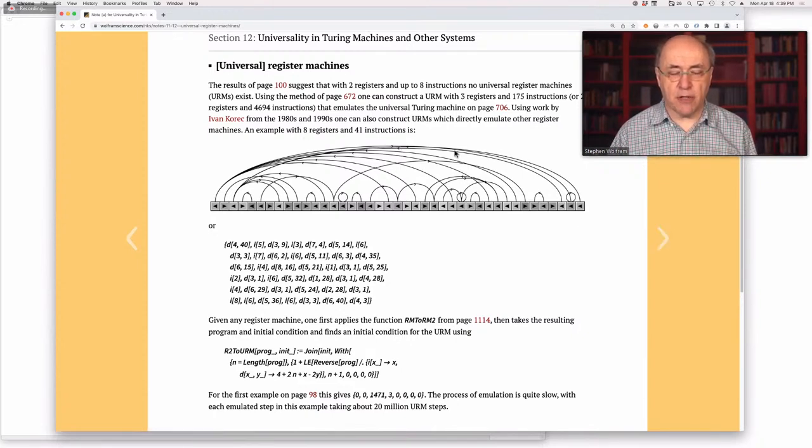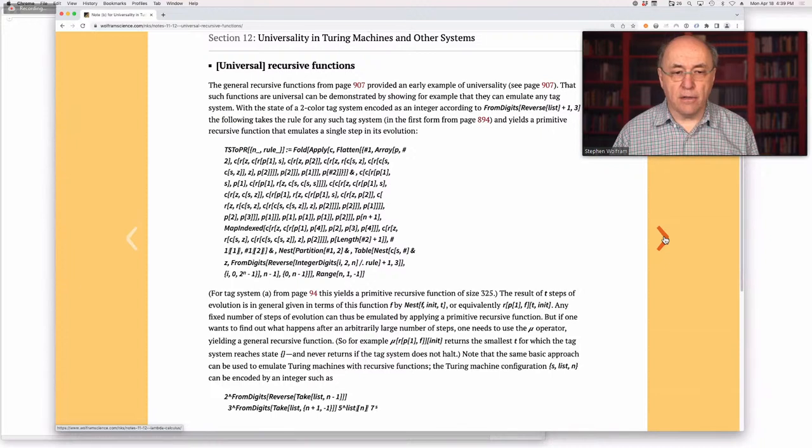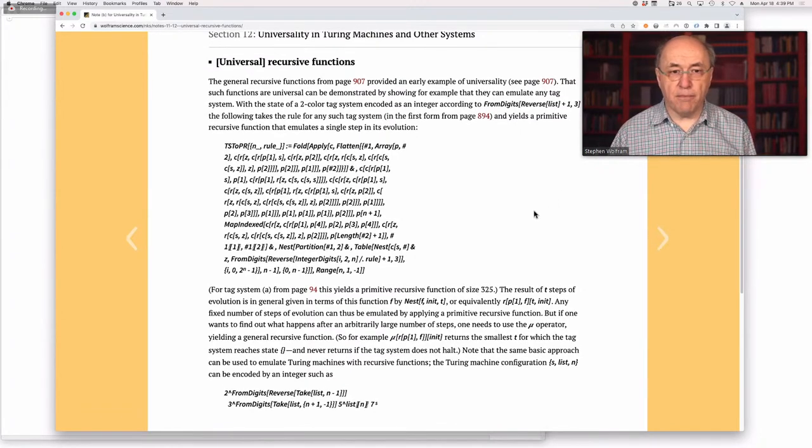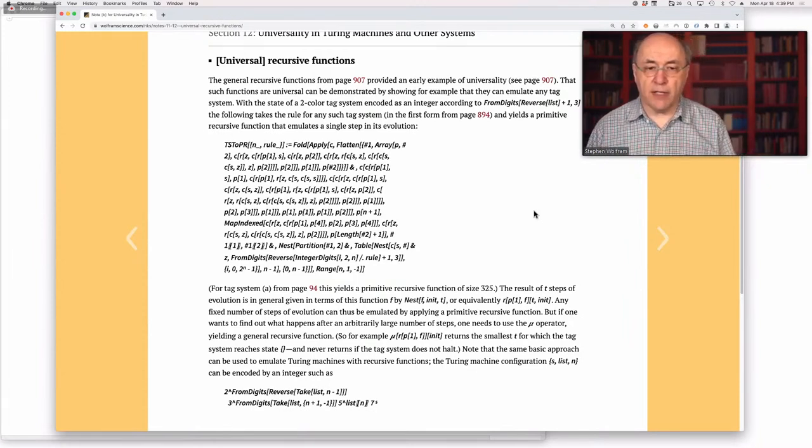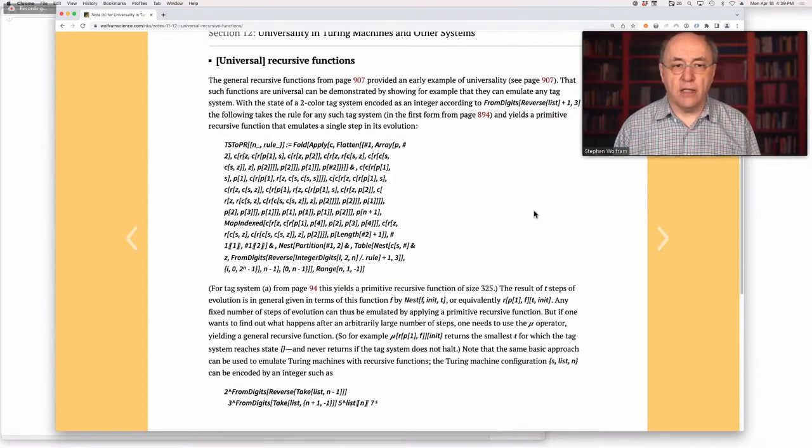But this is an 8-register, 41-instruction register machine known to be universal. And it would be nice to get an even simpler case of that. Okay, this is an example of recursive functions of the kind that Gödel talked about in proving Gödel's theorem, and showing that, it's a weird emulation path, that recursive functions can emulate any tag system.